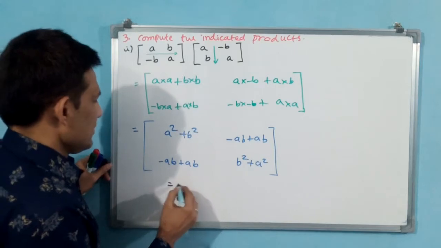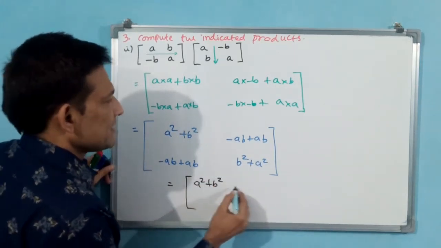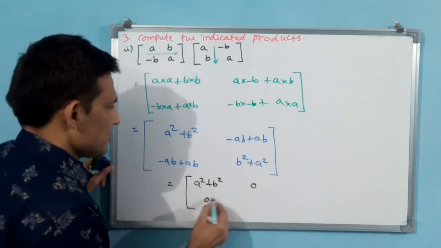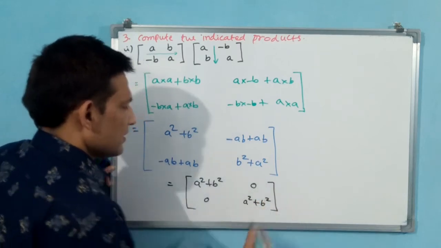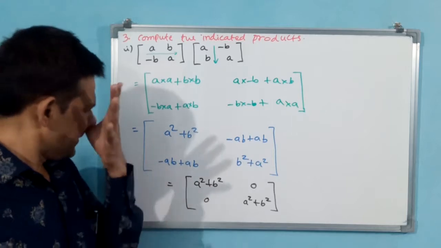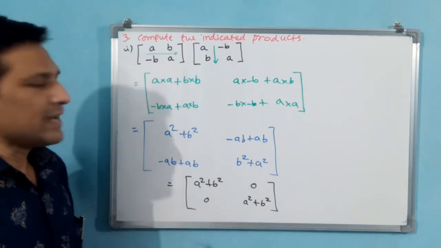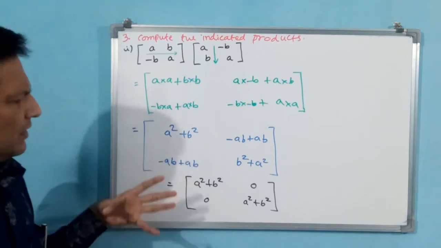Now you see A square plus B square. 0. Why? Because minus plus. Here also minus plus is 0. But here also A square plus B square you can write. Why? Because addition is commutative. Now A square plus B square, 0, 0, A square plus B square is the answer. Final answer for this.